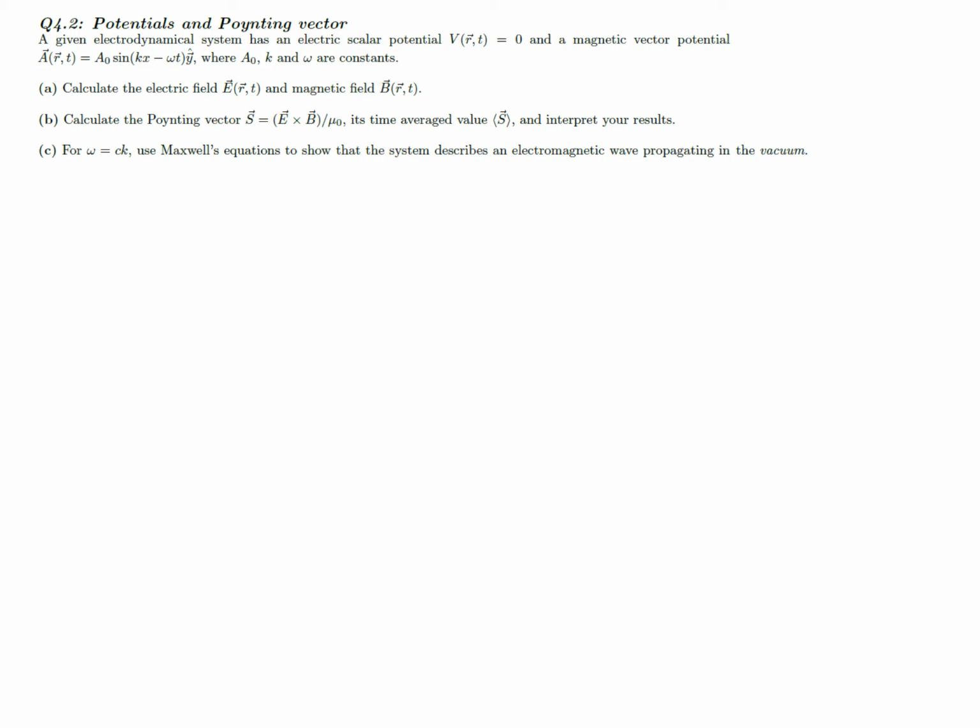So we're given in the preamble to the question the following information. It says a given electrodynamical system has an electric scalar potential V equal to 0, and a magnetic vector potential A is A naught sine(kx minus omega t) in the y direction, where A naught, k, and omega are constants. Now this question is being a little bit imprecise actually, so this is a good opportunity to correct something.